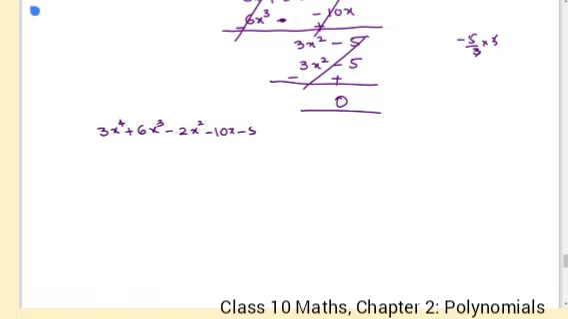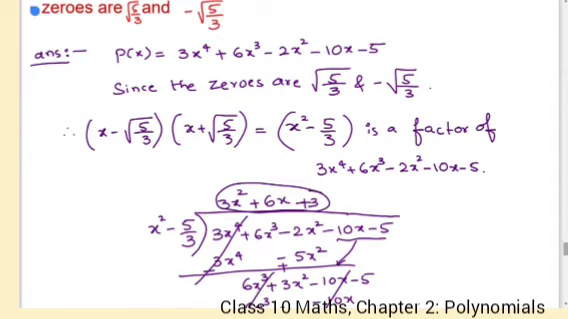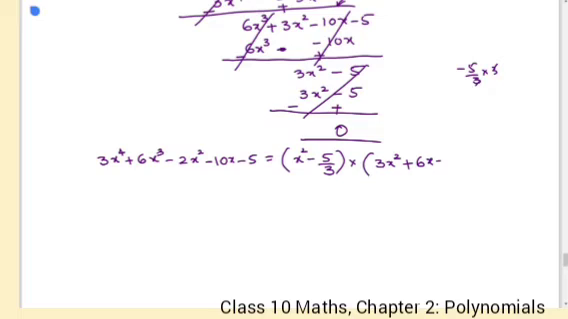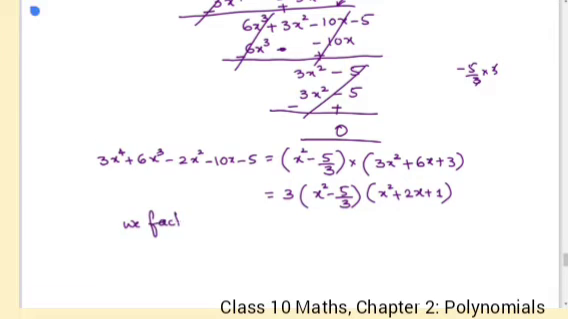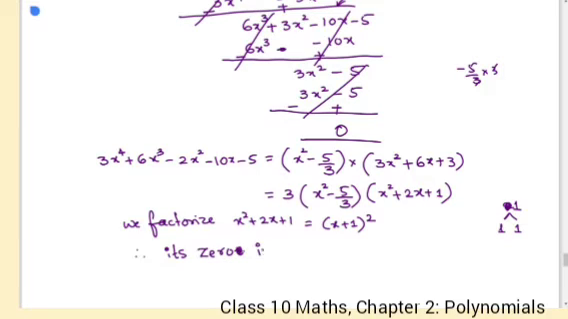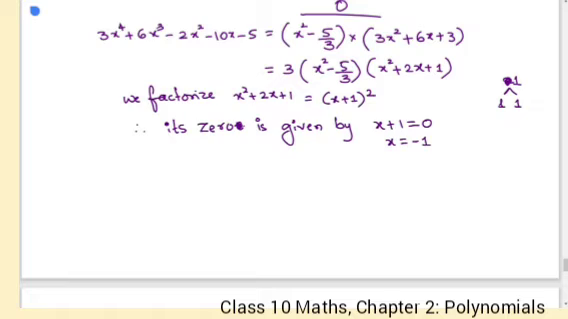3x raised to 4 plus 6x cube minus 2x square minus 10x minus 5 is equal to, write down this quotient here, 3x square plus 6x plus 3 into x square minus 5 by 3. You can take 3 outside, it becomes 3 into x square minus 5 by 3 into x square plus 2x plus 1. We factorize this x square plus 2x plus 1 as x plus 1 whole square. Therefore, its zero is given by x plus 1 is equal to 0, or x is equal to minus 1.